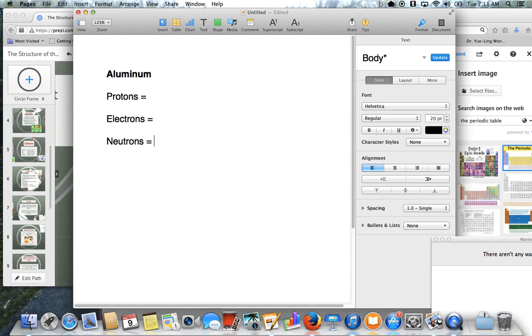Okay, aluminum, element number 13. So what again does the atomic number tell you? The atomic number 13 should tell you two of these answers. If you said that the atomic number tells you the number of protons and electrons, then you are correct. Aluminum has an atomic number of 13, so that means the number of protons is 13. That also means the number of electrons is 13.